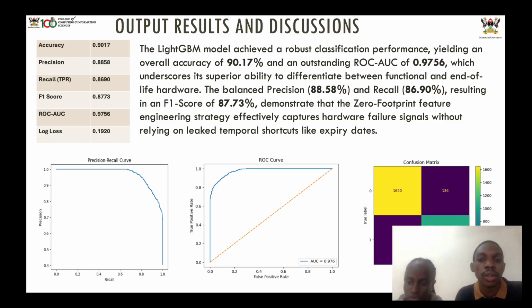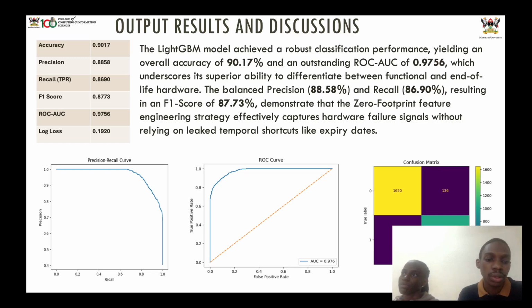So next we have the output results and discussions, and on the left is the summary of our metrics from the model. The LGBM achieved an overall accuracy of 90.17 and an outstanding area under curve of 0.9756, which underscores its ability to differentiate between functional and end-of-life hardware. For the precision, we have 88.58, the recall is 86.90, and then an F1 score of 87.73.